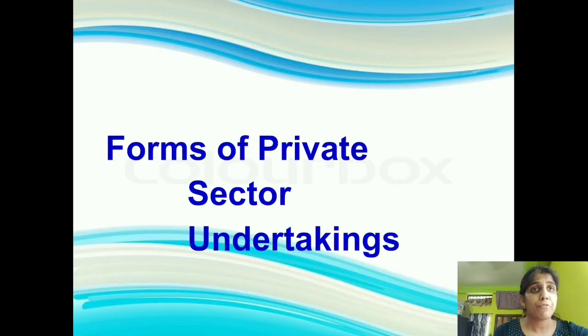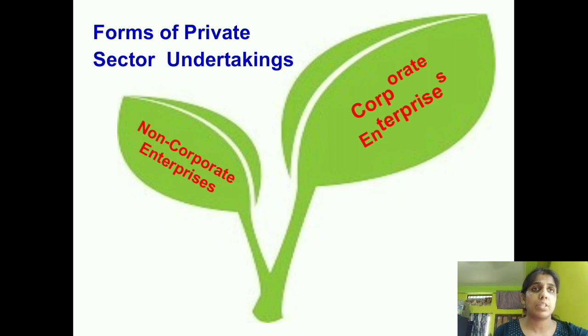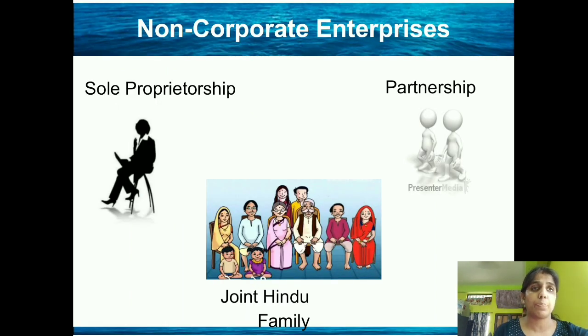Now see, forms of private undertakings. We have two forms of private undertakings. The first one is the non-corporate enterprise and the second one is the corporate enterprise. When we talk about the non-corporate enterprise, we have three types. The first one is the sole proprietorship, the second one is the joint Hindu family, and the third one is the partnership. Means if you opt for any of these businesses, then all of these fall under the non-corporate enterprise.